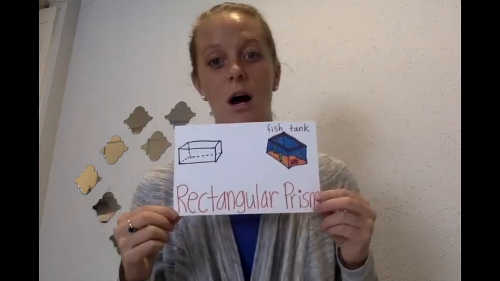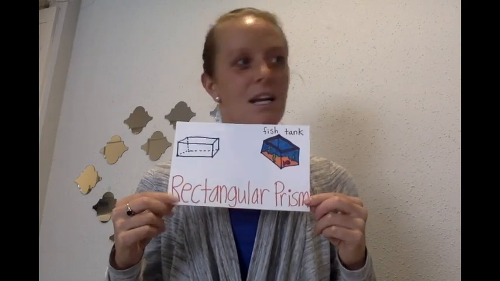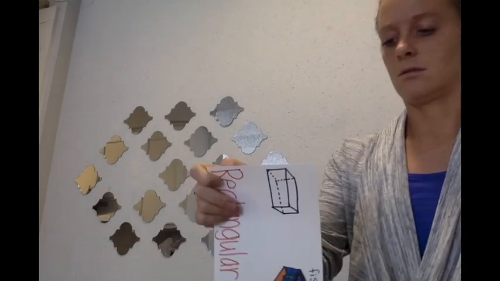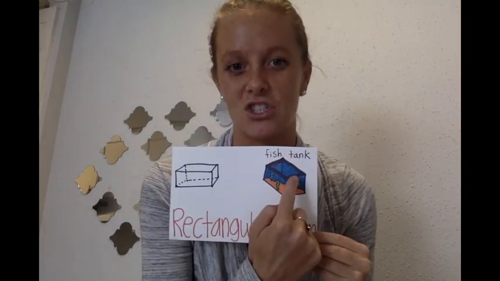Next, I'm going to show you a rectangular prism. So this cereal box is an example of a rectangular prism. See? All of its faces are in the shape of a rectangle. Rectangle, rectangle, rectangle, rectangle, rectangle, rectangle. One example of a rectangular prism is a fish tank.